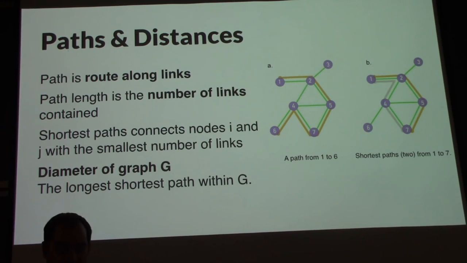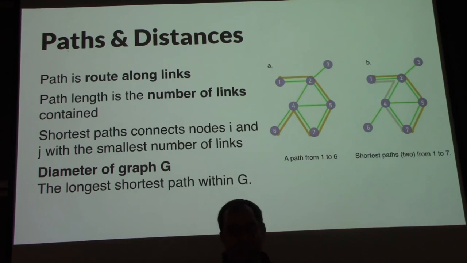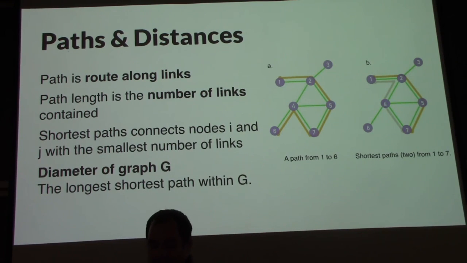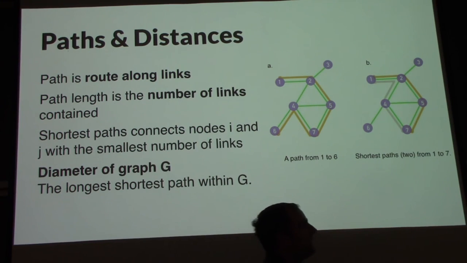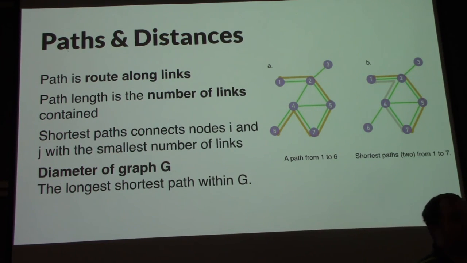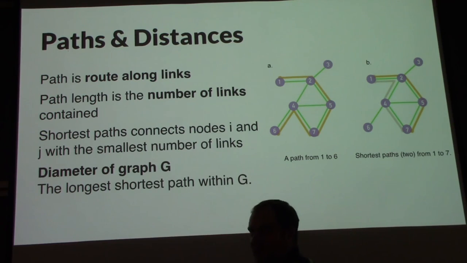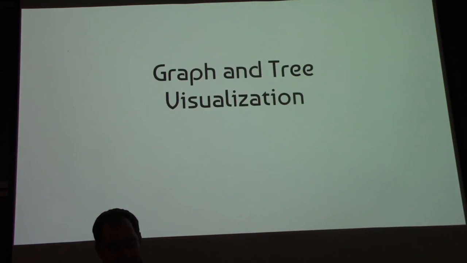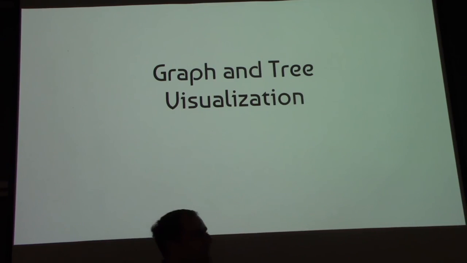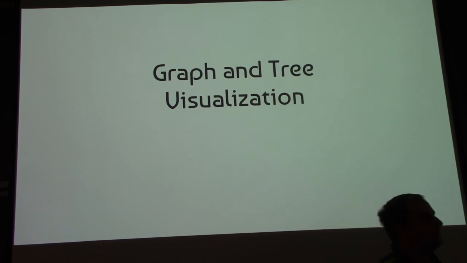Paths and distances. A path is a route along links, and the path length is the number of links contained in that path. Very often we care about the shortest path. The shortest path connects nodes i and j with the smallest number of links. We can also define the diameter of a graph as the longest shortest path within G. So between any combination of nodes, the longest shortest path between them is the diameter of a graph, and that's also an important graph measure. And that's the very short graph theory introduction, which is exactly at 3:20, and then we'll talk about visualization techniques for graphs.